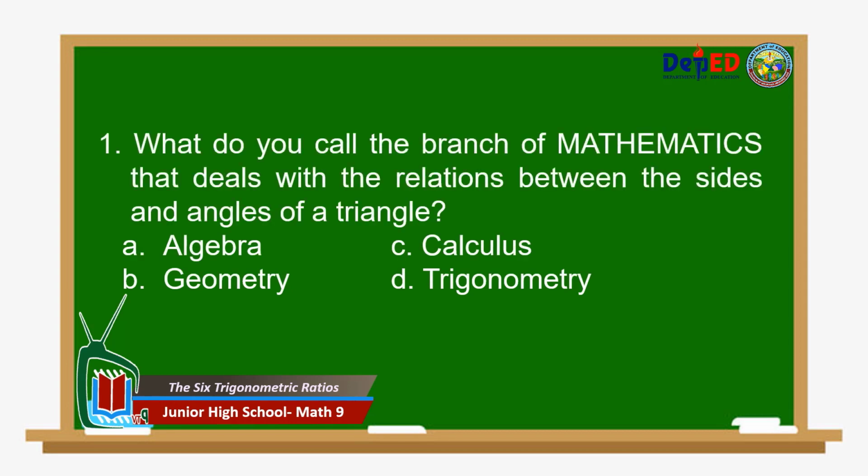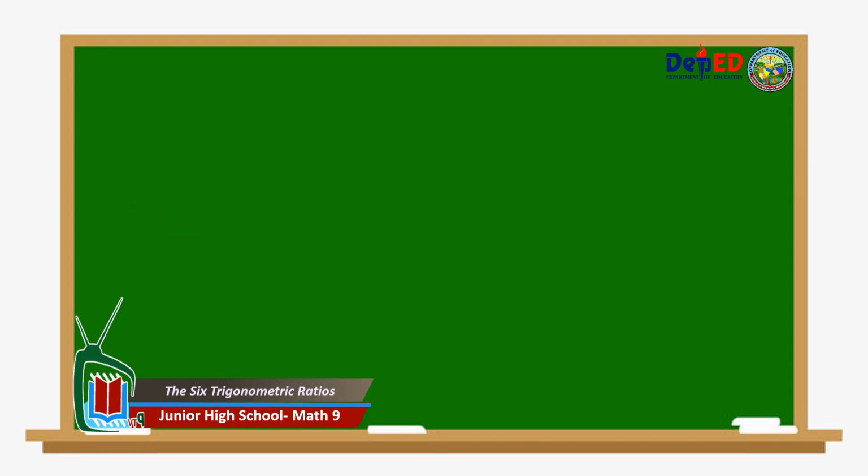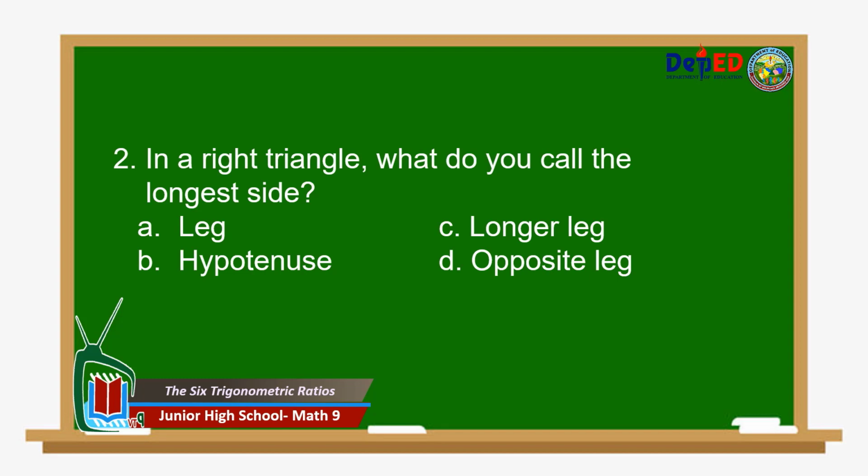First question. What do you call the branch of mathematics that deals with the relations between the sides and angles of a triangle? A. Algebra. B. Geometry. C. Calculus. And D. Trigonometry. Second question. In a right triangle, what do you call the longest side? A. Leg. B. Hypotenuse. C. Longer leg. Or D. Opposite leg.